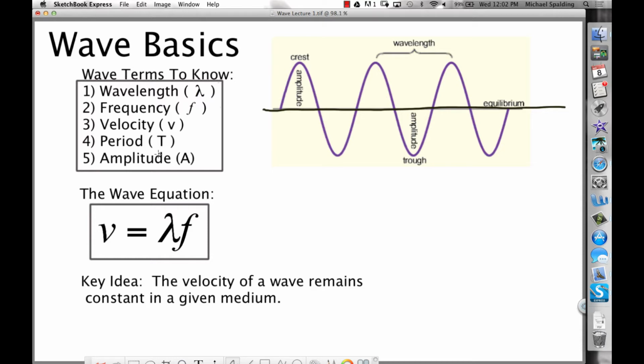Now, if you want a definition for amplitude, it's the maximum distance from the equilibrium. So this right here is the amplitude of this wave. Amplitude. Right here, that would be the amplitude of the wave. Now guys, is amplitude a term only for waves? No. Let me give you an example.